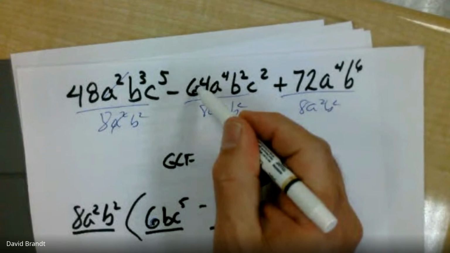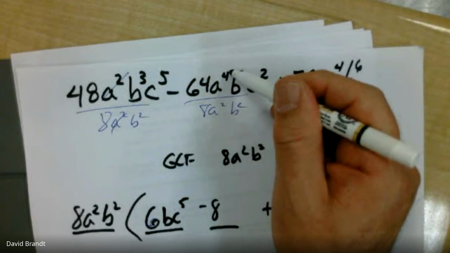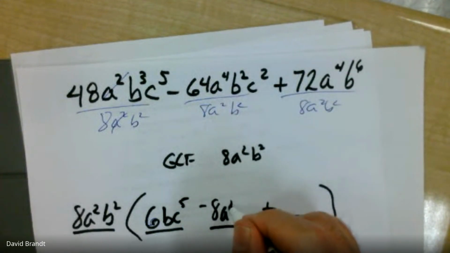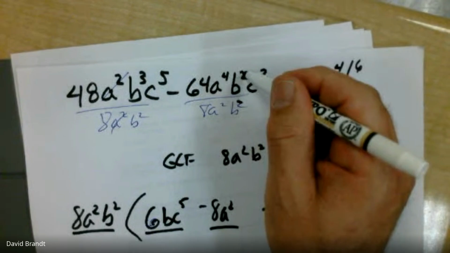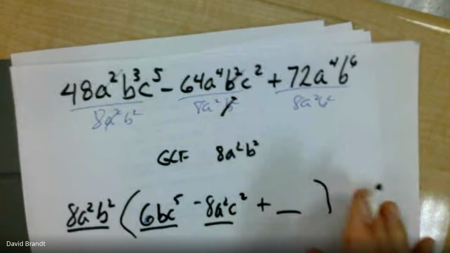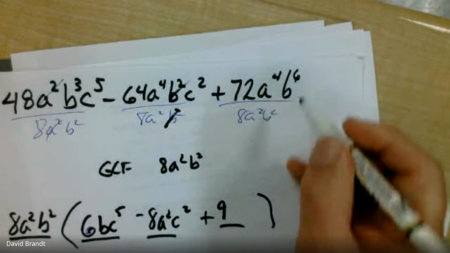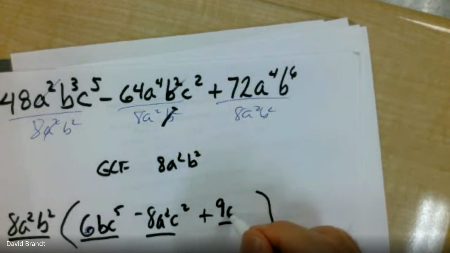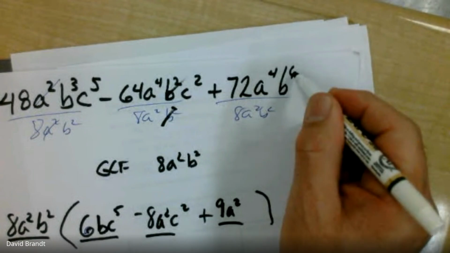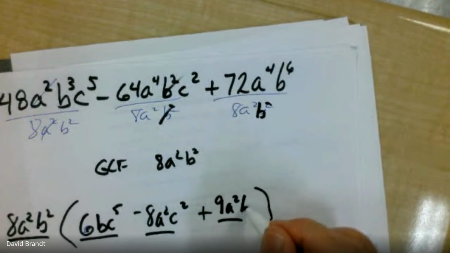All right, what is -64 divided by 8? That's -8. Subtract the exponents on the a's. 4 minus 2 is 2. Subtract the exponent on the b's. 2 minus 2 is none. The c squared is still there. Now 72 divided by 8, that's 9. 4 minus 2 on the a's, that's 2. 6 minus 2 on the b's, that's b to the 4th. 6 minus 2 is 4.